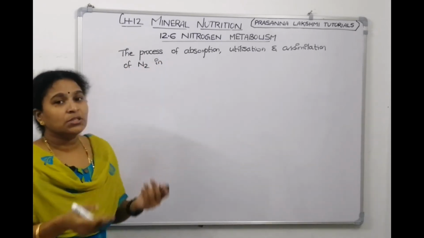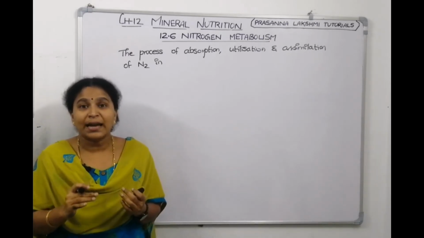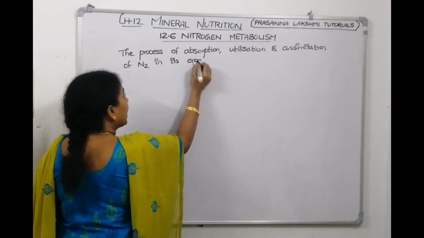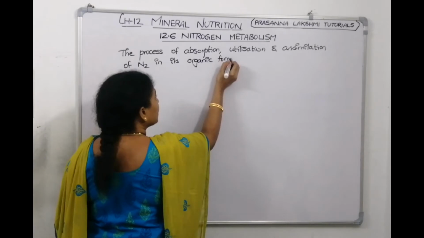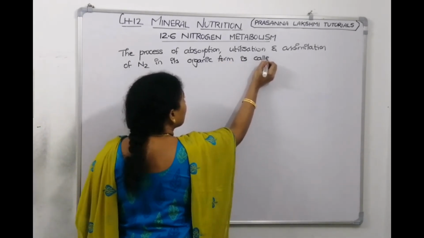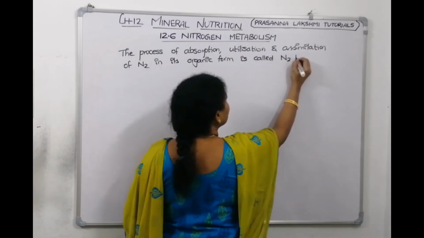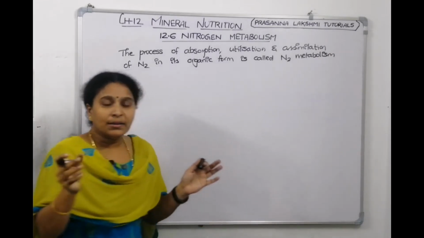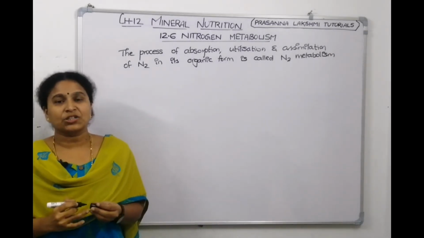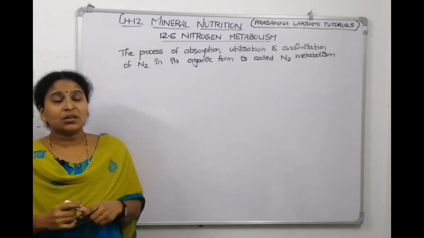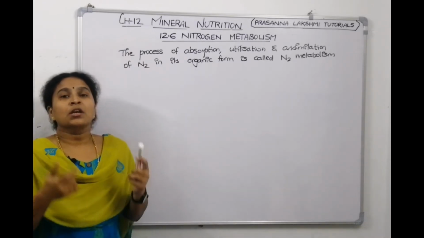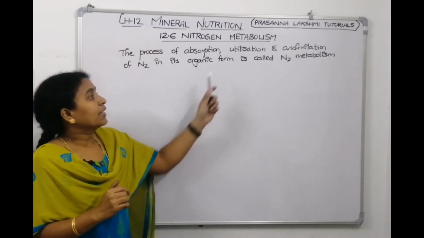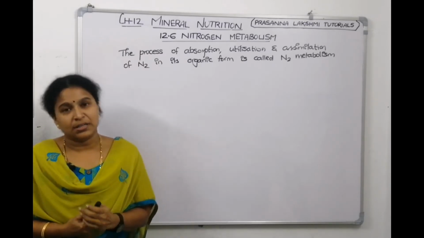In which form do they use it? In organic form, right? In its organic form is called nitrogen metabolism, right children? Now we were saying that metabolism means all the chemical reactions are called metabolic reactions. Now all the chemical reactions related to absorption of nitrogen, using the nitrogen, storing the nitrogen by the plant in organic form is called nitrogen metabolism, right?